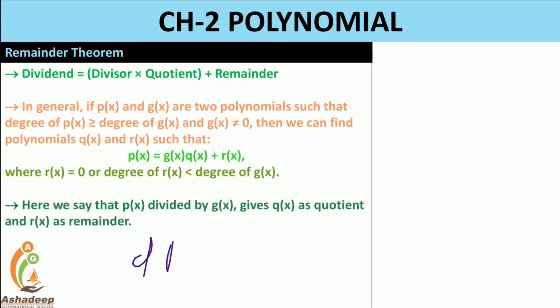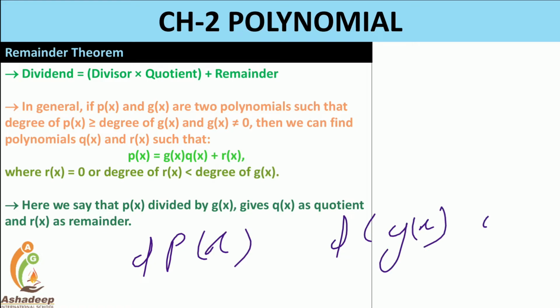The degree of p of x, the degree of g of x, and the degree of r of x. Okay? So it is always greater than or equal to.